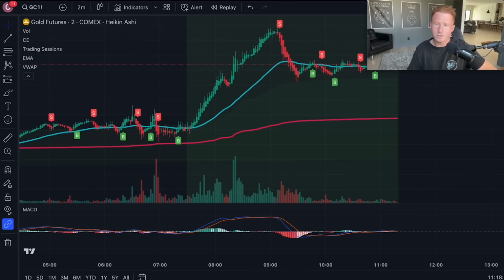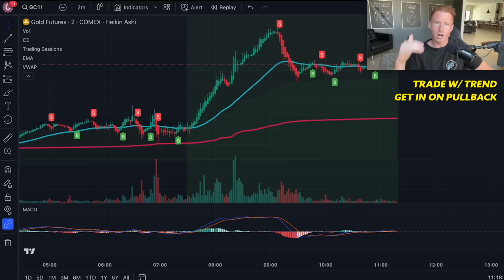So anyways, if you guys don't know how I trade, my strategy, for those new to the channel, basically I like to trade with the trend and I like to get in on the pullbacks, right? So if we're in a trend and we're making higher lows, I like to get in on those higher lows and ride it to the next level, ride it to new highs, right? You kind of get the point.